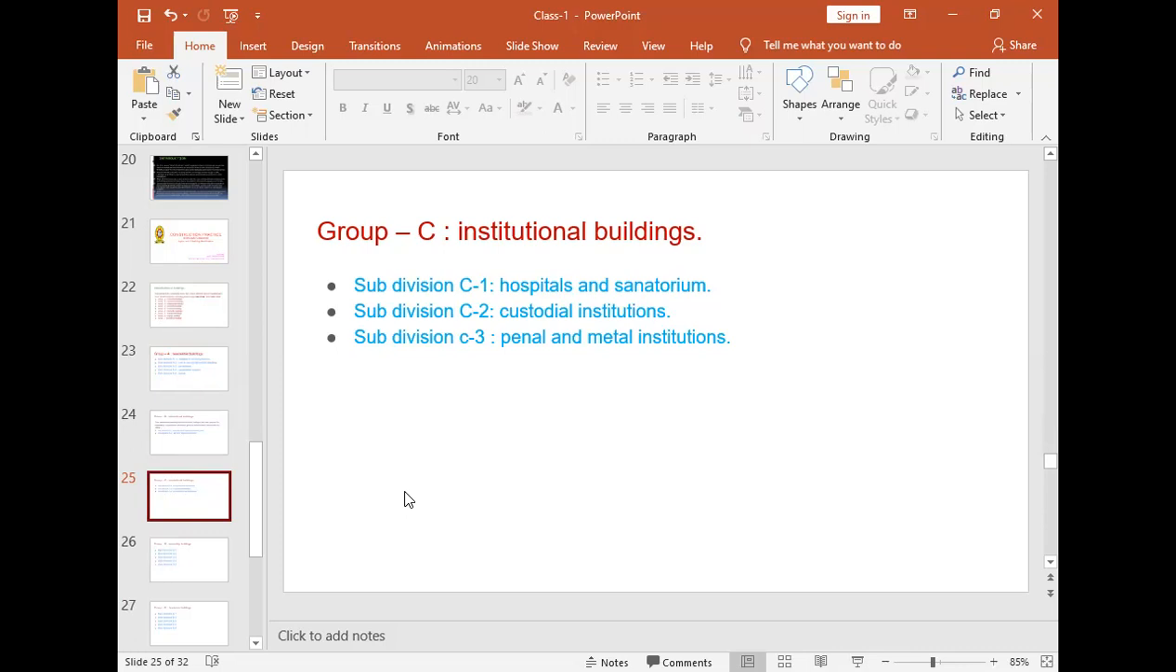Custodial institutions. This subdivision shall include any building or a group of buildings under single management which is used for custody and care of persons such as children and the aged, for example, houses for the aged and infants and orphanage homes.